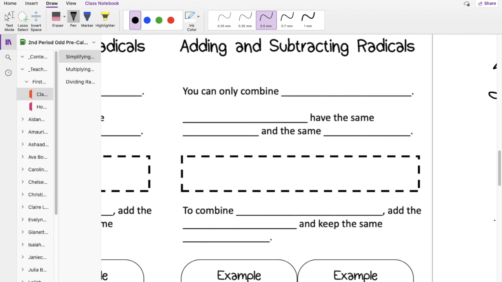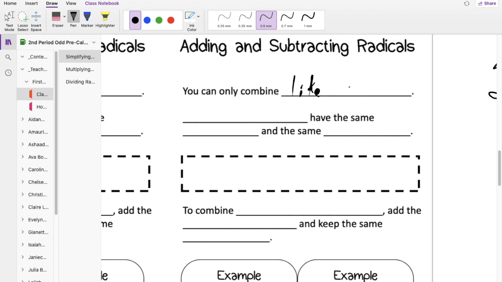In this lesson, we're going to be talking about adding and subtracting radicals. By the end of this lesson, you should be able to add or subtract any radicals together, no matter the index or the radicand. When adding and subtracting radicals, you can only combine like terms.